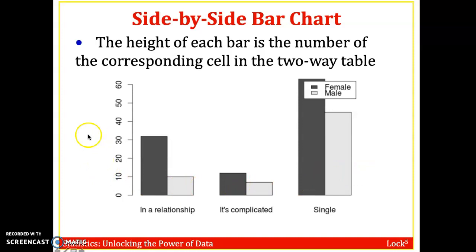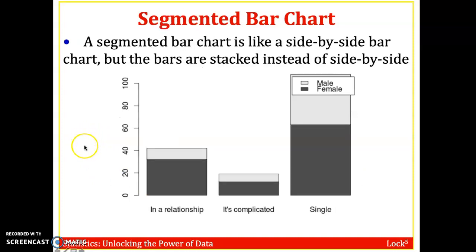I think less common, but you might see on occasion, is a segmented bar graph. It's like a side-by-side bar graph, but the bars are stacked. So we're just doing a total here instead of side-by-side. I have to be honest, I generally think it's better and easier to read information on the side-by-side than the segmented or stacked, but you might see these graphs as well.